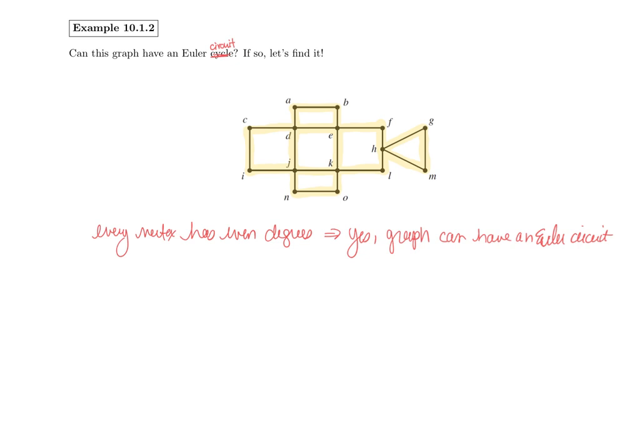So the path I took was A to D to C to I to J to N to O to K, back to J to D to E to K to L, H, M, G, H, F, E, B, A. So there are a number of ways you can accomplish the same thing.